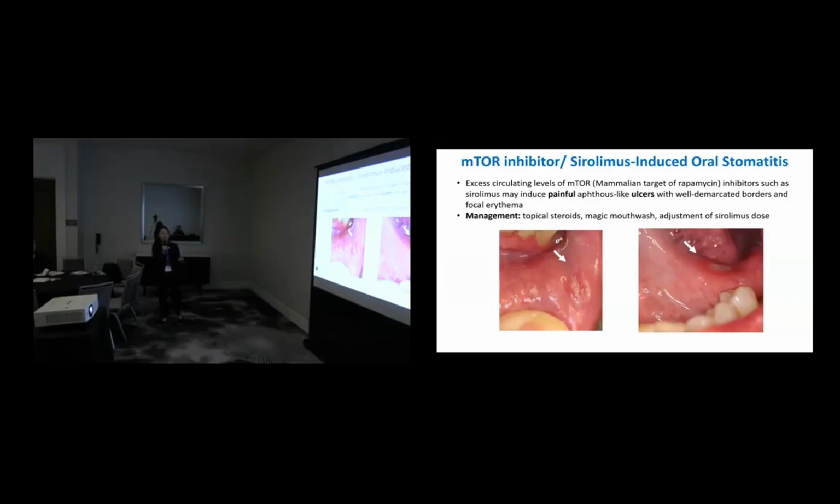Now, management definitely looks different than for the viral-induced ulcers. The management here typically is topical steroids using magic mouthwash, and then again working with your physician. If these lesions are really bad, then we would want to communicate with your physician and talk about possibly adjusting your sirolimus dose.